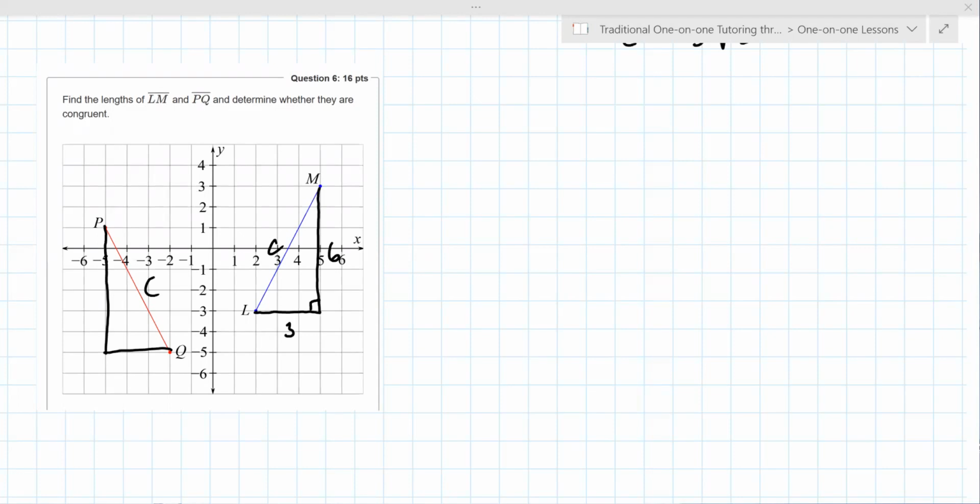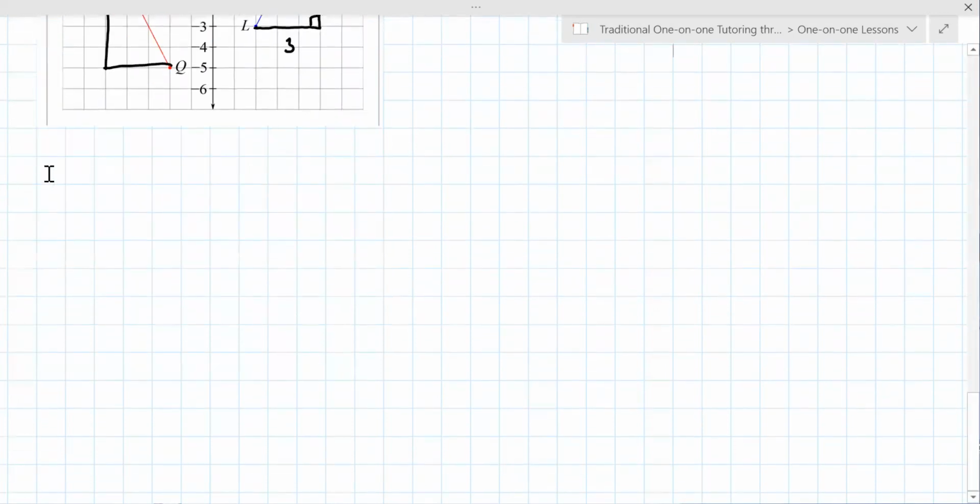All right, so the next one here is a bit challenging because it doesn't have a picture. So when it doesn't have a picture, you want to make a picture. So we're going to try and do that together here.